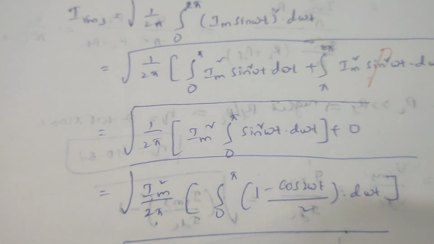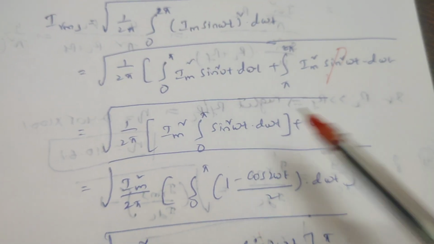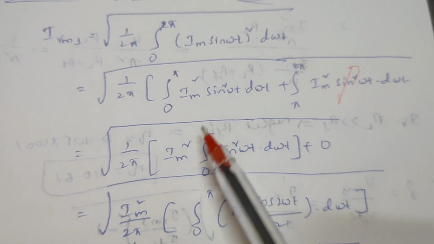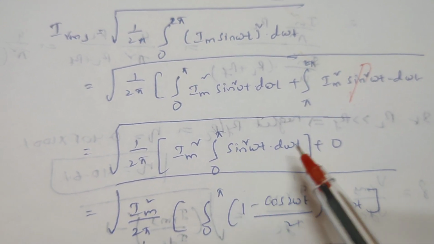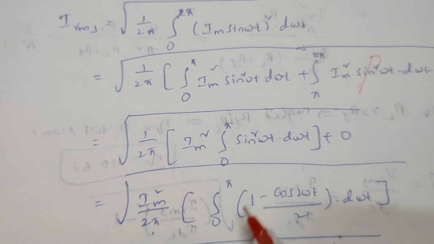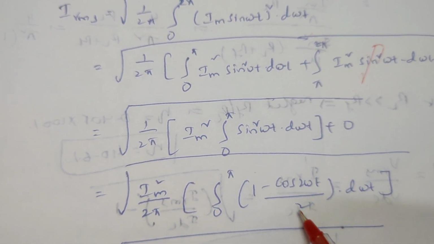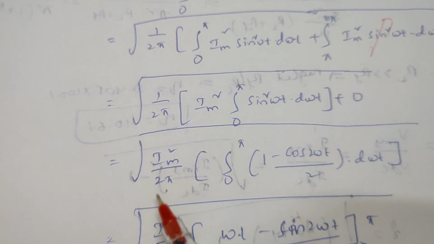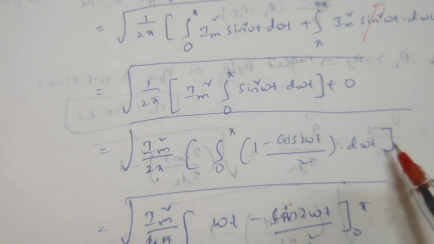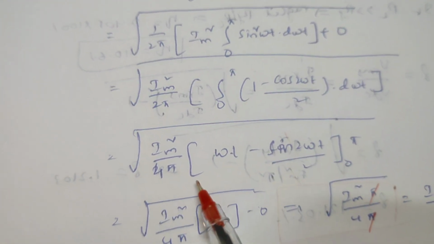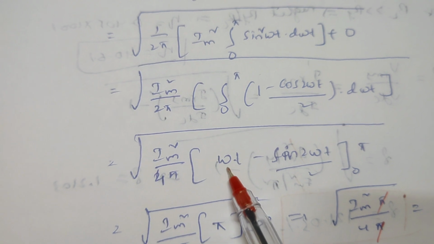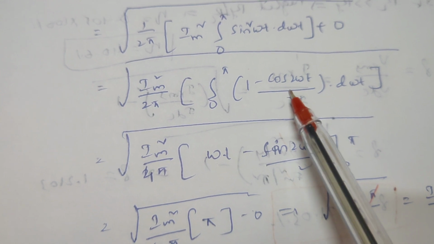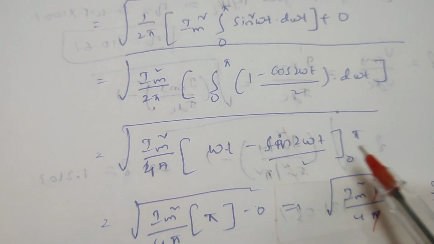Therefore, IRMS is equal to 1 by 2 pi. Here Im with respect to d omega t will be constant, so make it outside. So Im square, integral 0 to pi, sin square omega t. We know the value of sin square omega t is 1 minus cos 2 omega t by 2. Therefore, I am writing this term as Im square by 2 pi, integral 1 minus cos 2 omega t by 2. Upon integrating this, we will get Im square by 4 pi times 2, the integral of the constant being omega t, minus the integral of cos 2 omega t, which is sin 2 omega t by 2. And apply the limits.